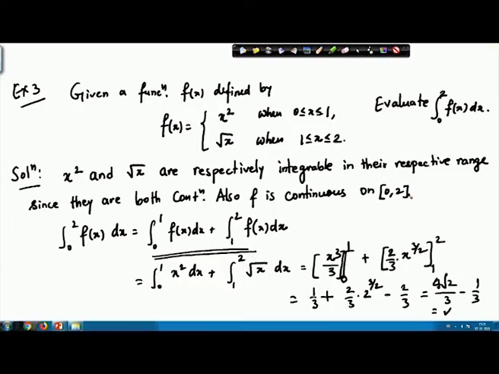However, in this case we are very lucky because both the functions are continuous in their respective range, and therefore the function f is continuous, and if the function f is continuous, then it is Riemann integrable. So here I can write a small point: f is Riemann integrable, and now we can calculate the integral from 0 to 2. Whatever you get after the calculation, that will be your answer. 4 square root of 2 by 3 minus 1 by 3 would be your answer. So this is one such example.